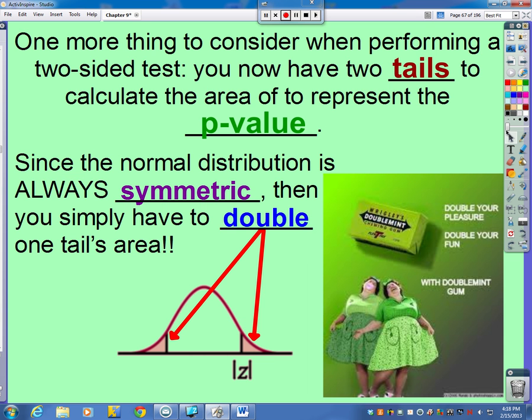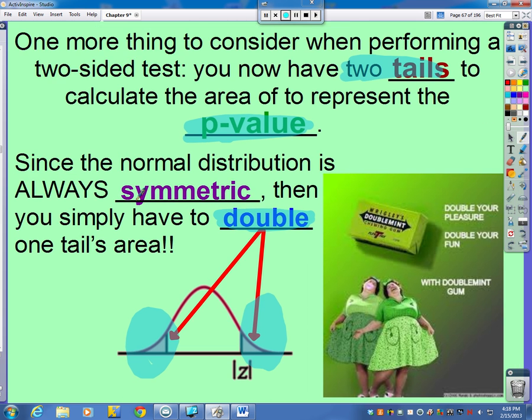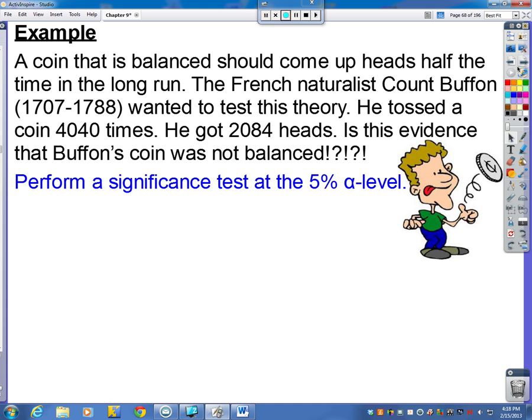Another thing to consider here is since we have 2 tails, that means that we will need to double our p-value. Because typically we would be on just the left end or the right end, but in a not equal to case, we will be on both ends. And since our normal distribution is symmetric, we can just find the area of one of these 2 tails and double it, and there we have our p-value. And then we may compare it to our alpha value.